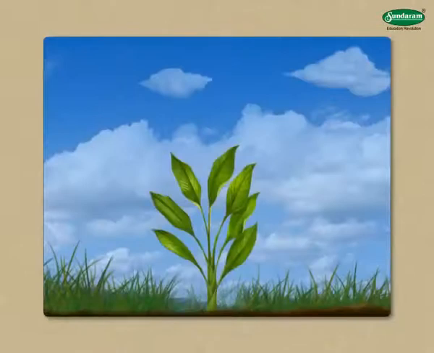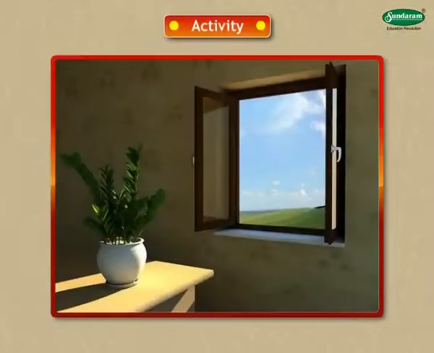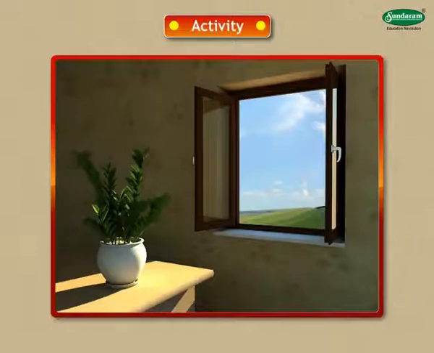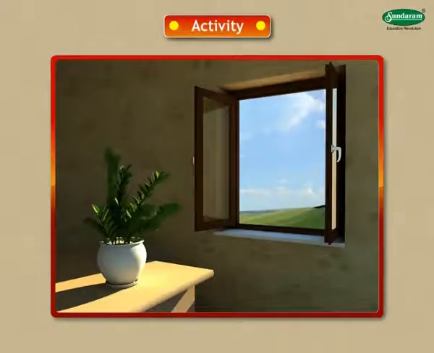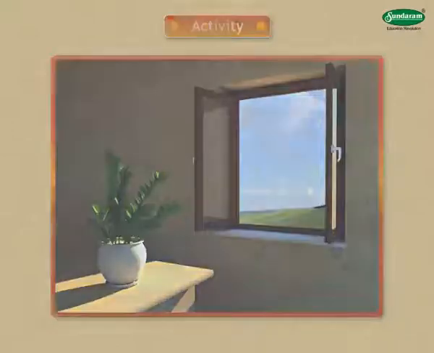Now let's see how plants respond to the stimuli. Take a potted plant. Place it near a window and take good care of the plant. Observe the plant for 15 days. You will see the plant kept in the room bend towards the light that comes in from the window. In other words, the plant responds to the light.